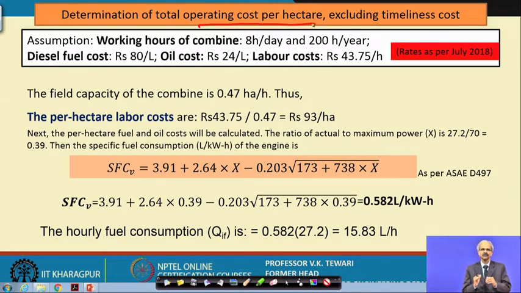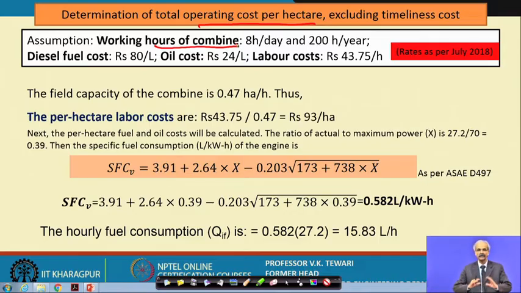Now, when we want to do this, we have to have certain assumptions. What are those assumptions? These assumptions could be the working hours of the combine. Although we have taken about 8 hours per day, in reality these machines start from early morning until late evening, and about 14, 15, 16 hours we have seen them used. Even in the nights they use lights and then use these machines.